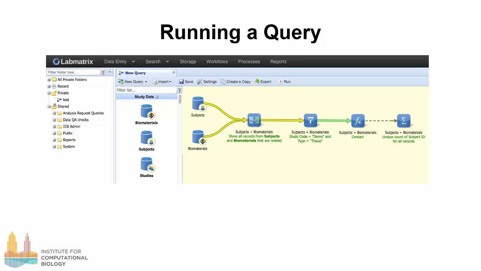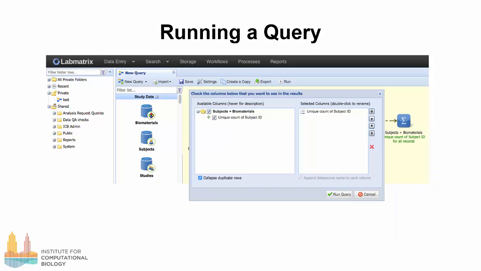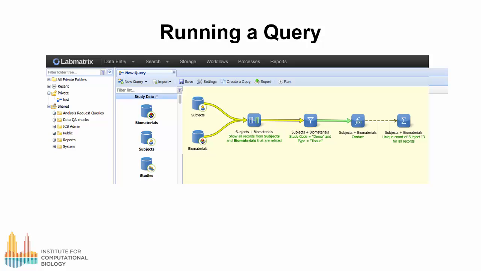To run the query, click Run at the top of the window, or right-click the node and select Run Query to Here. Since we calculated the total count of subjects, we only see one available column. Click Run Query, and we see the result. You can run a query from any node on the canvas.